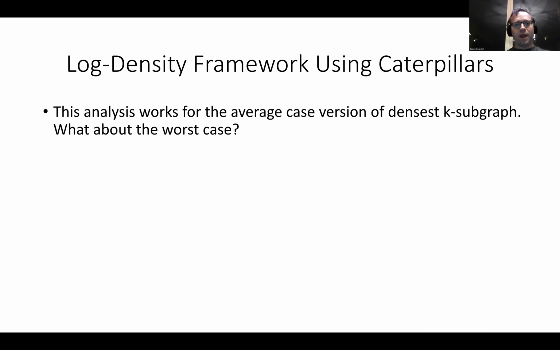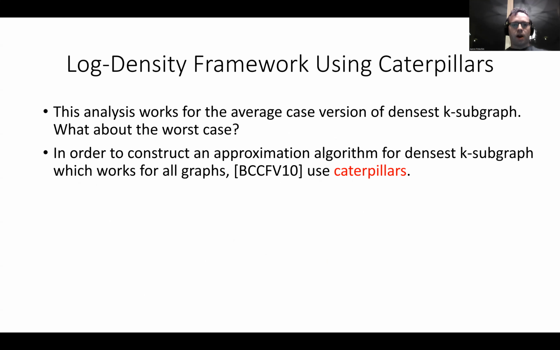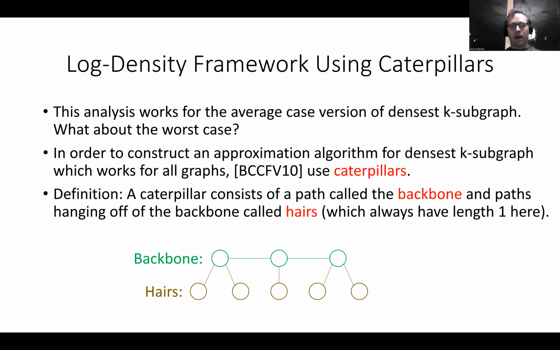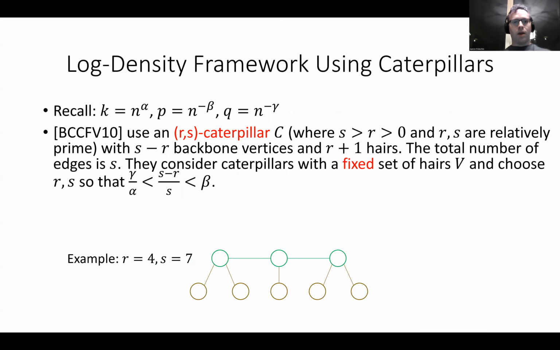So this analysis works for the average case version of densest k-subgraph. But how about the worst case? In order to construct an approximation algorithm for densest k-subgraph which works for all graphs, Bhaskara et al. use caterpillars. A caterpillar consists of a path called the backbone and paths hanging off of the backbone called hairs, which they always take to have length 1.